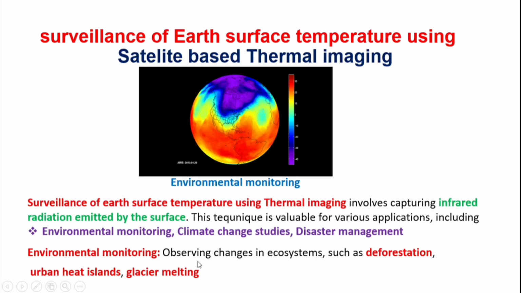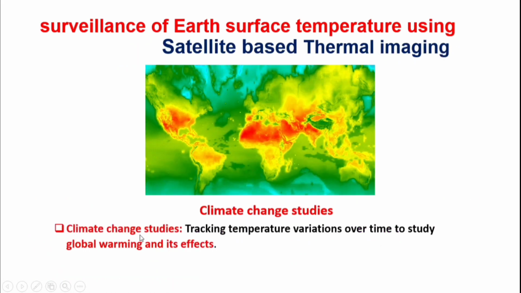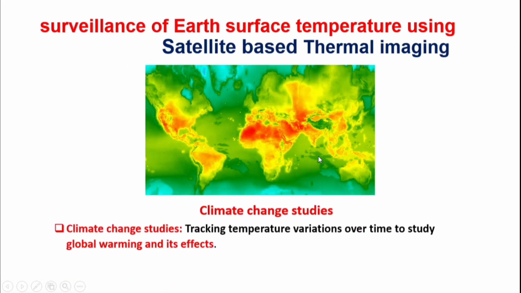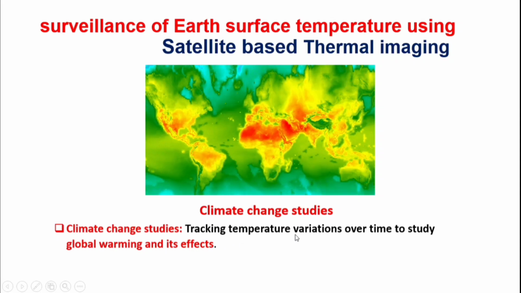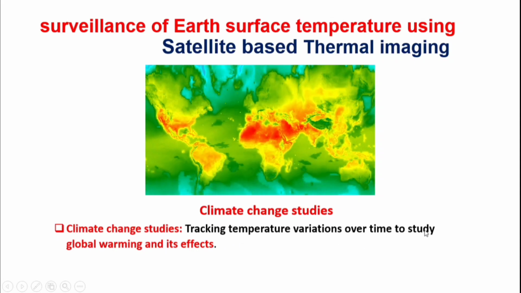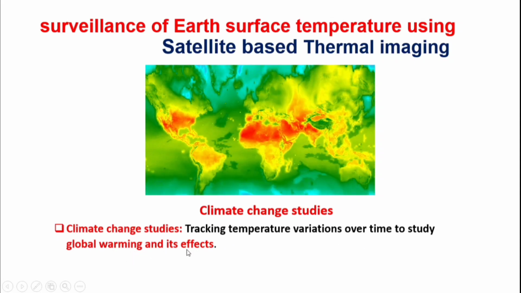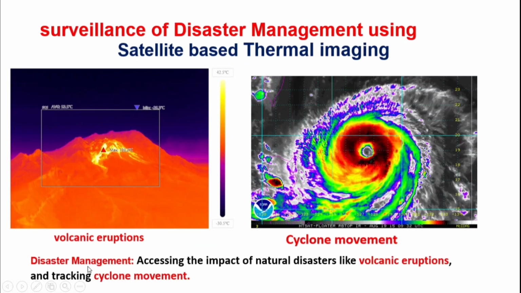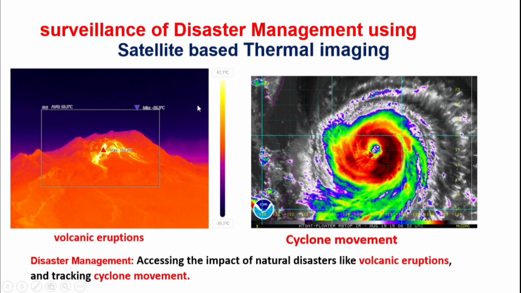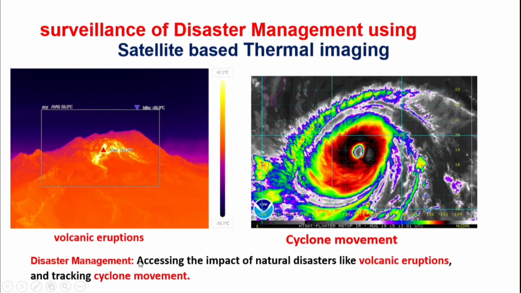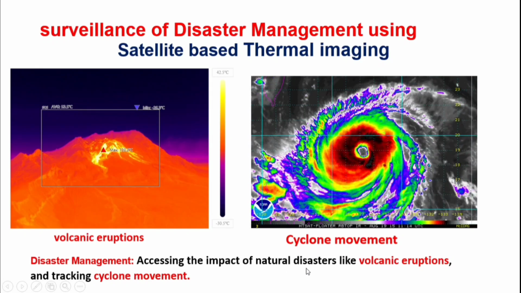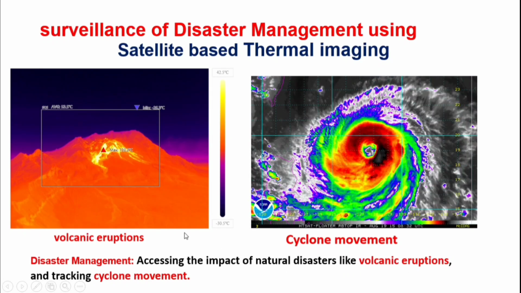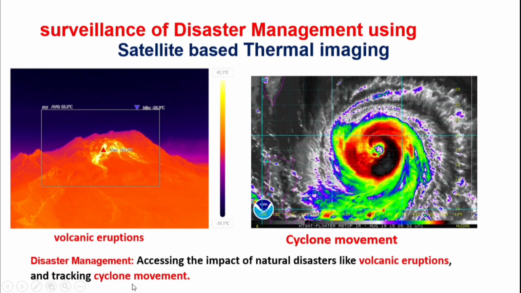It will be helpful in observing changes in ecosystems such as deforestation, urban heat islands, and glacier melting. Next, climate change studies. This satellite-based thermal image is helpful in tracking temperature variations over time to study global warming and its effects. Next, disaster management. This satellite-based thermal imaging is helpful in assessing the impact of natural disasters like volcanic eruptions and tracking cyclone movement.